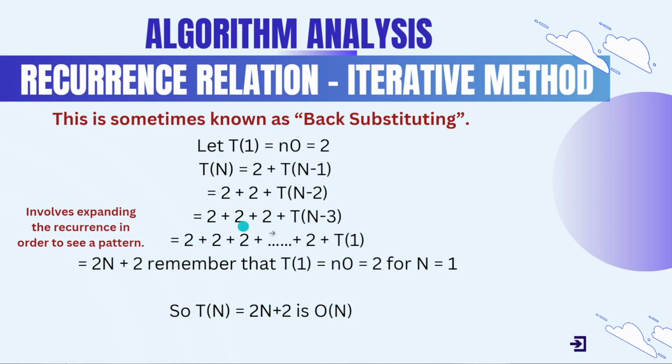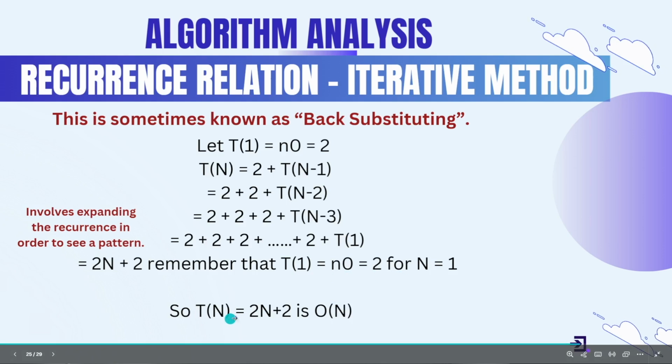When we expand it, we will be able to see a pattern, and from that we can conclude that T(n) is just 2n plus 2, and so we say that it is order of n. So, here what we understand is that whenever we have a recursive function in our code, we may have to use recurrence relations to compute the algorithm's complexity.